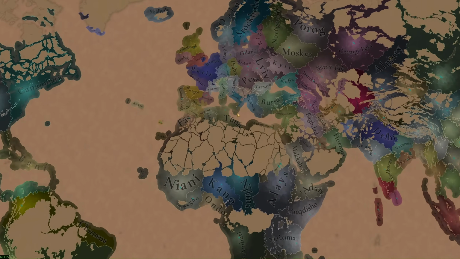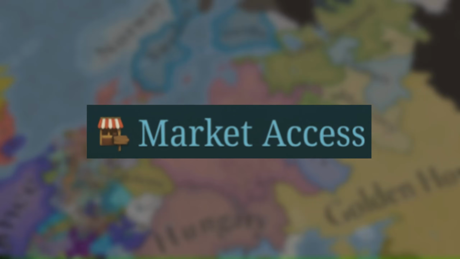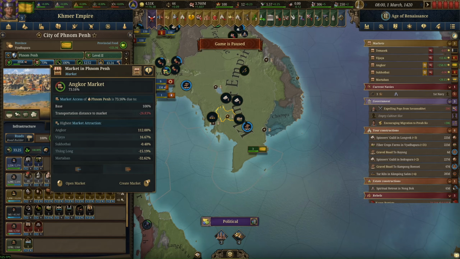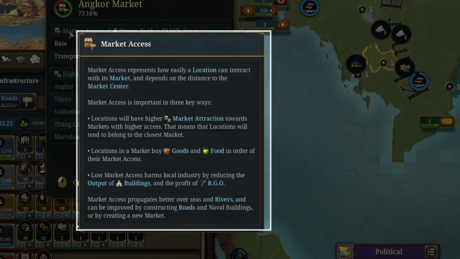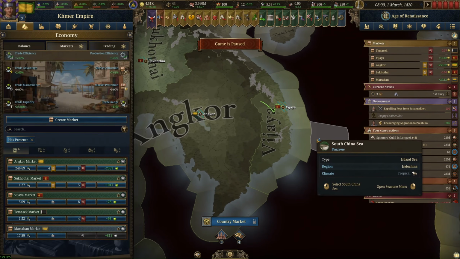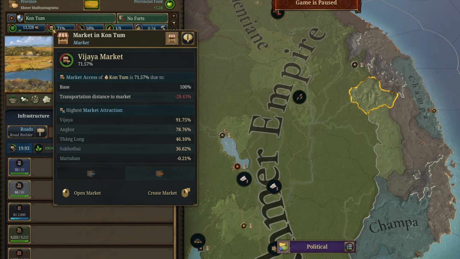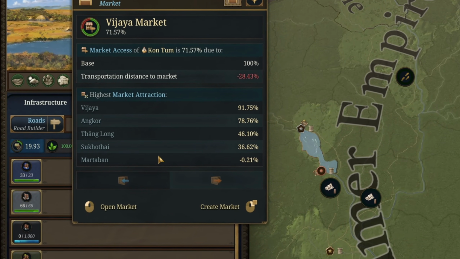This is mainly influenced by one statistic called market access. You can find it exactly here, right next to control, in every information panel of a given location. This mechanic affects many very important things. And step by step. First, it determines which market each location belongs to. You can see this when hovering over the market access icon, which appears for every location.